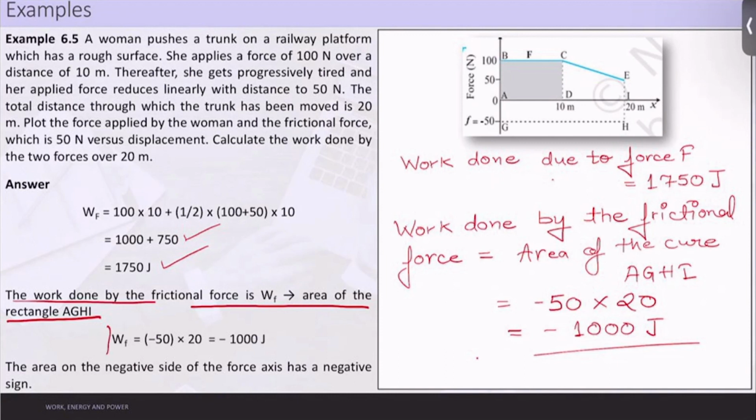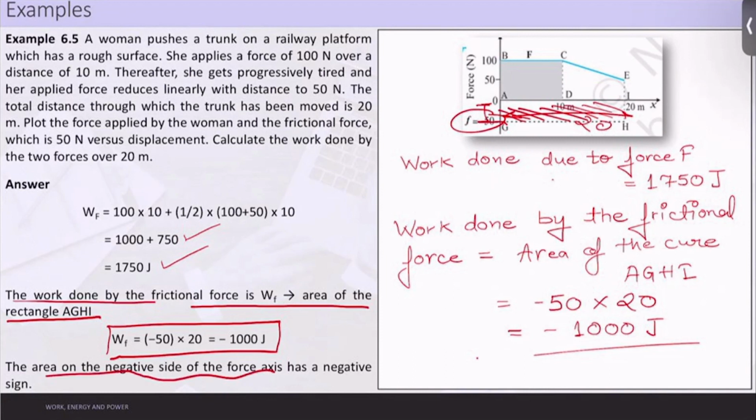So that is equal to nothing but WF, which is equal to minus 50 into 20. That's minus 50 into this is your 20. This is your minus 50. This is your 20. Therefore, this is the area which you need to calculate, which is equal to minus 1000 joules. Therefore, the area of the negative side of the force axis has a negative sign.